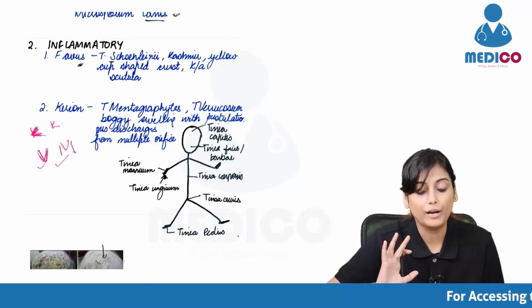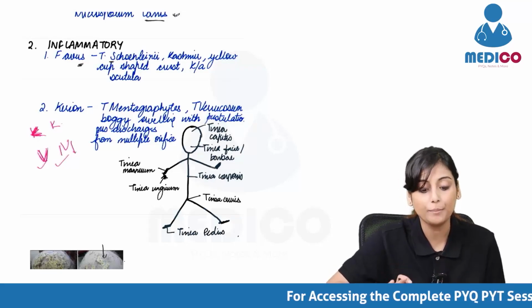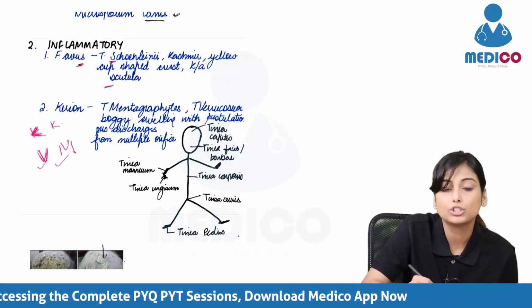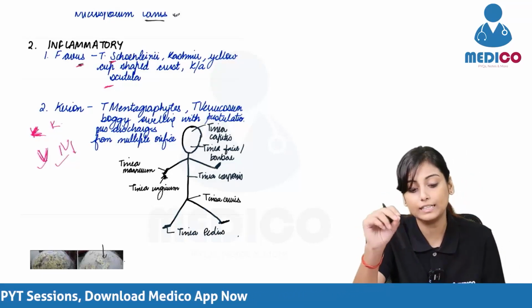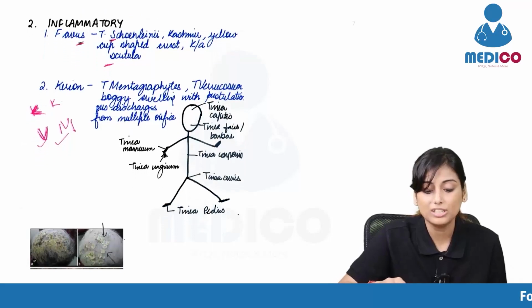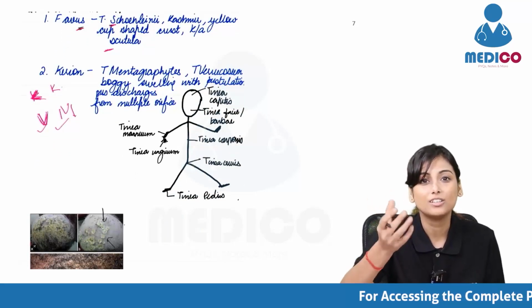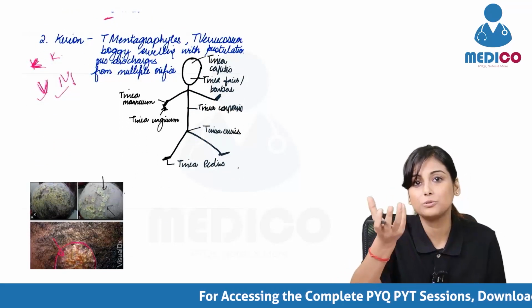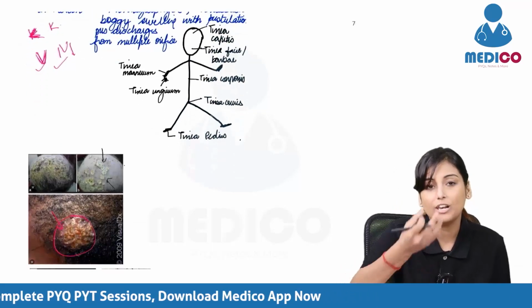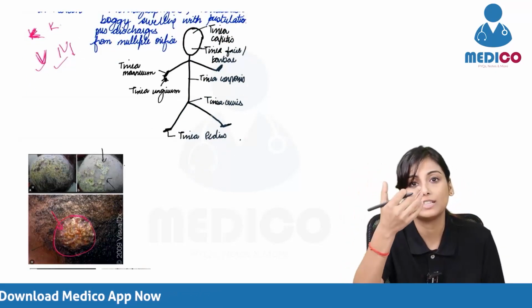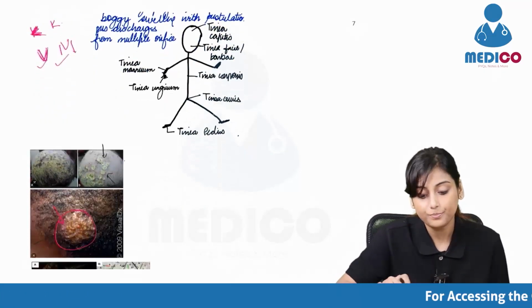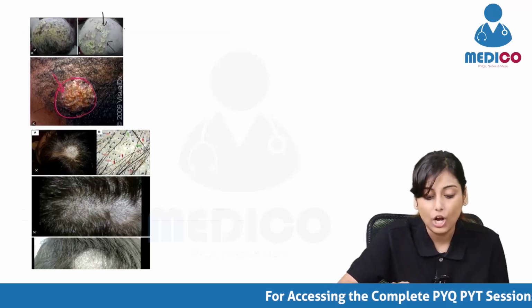So mentagrophytes and verrucosum, and favus has an S. The S at the end of favus is for schoenleinii and for scutula. Scutula sounds like spatula. So yellowish cup-shaped crust, spatula, scutula sounds like the same thing. If you see yellowish cup-shaped crusting over the scalp, in Kashmiri people usually, that is favus. Now kerion: tender boggy swelling.